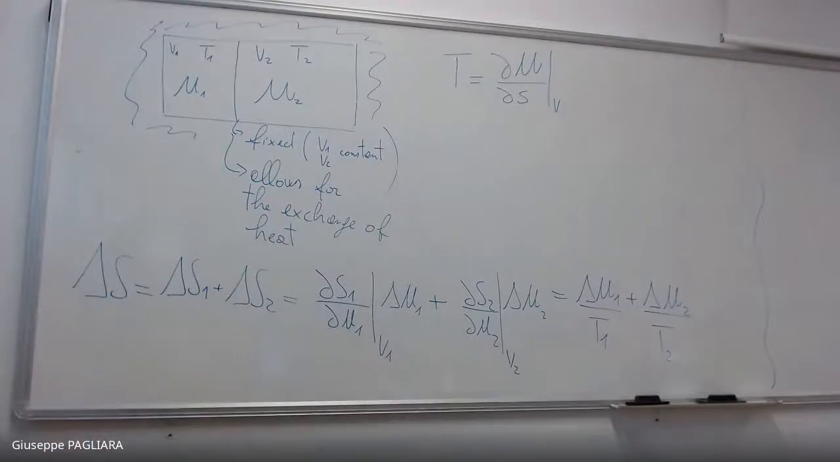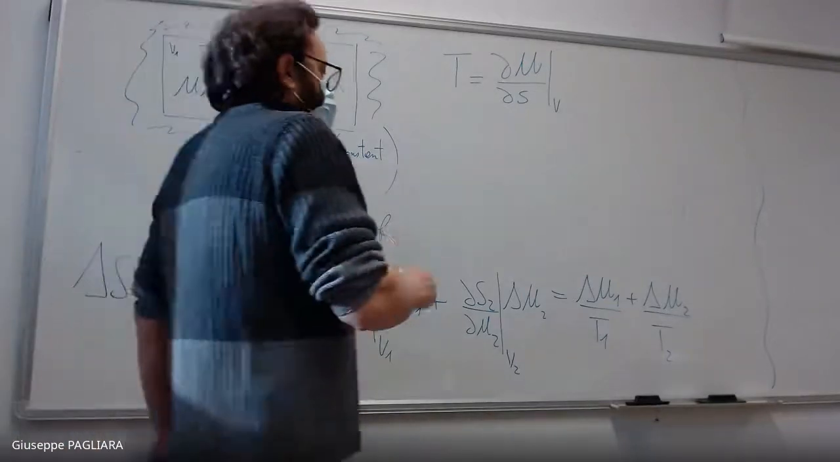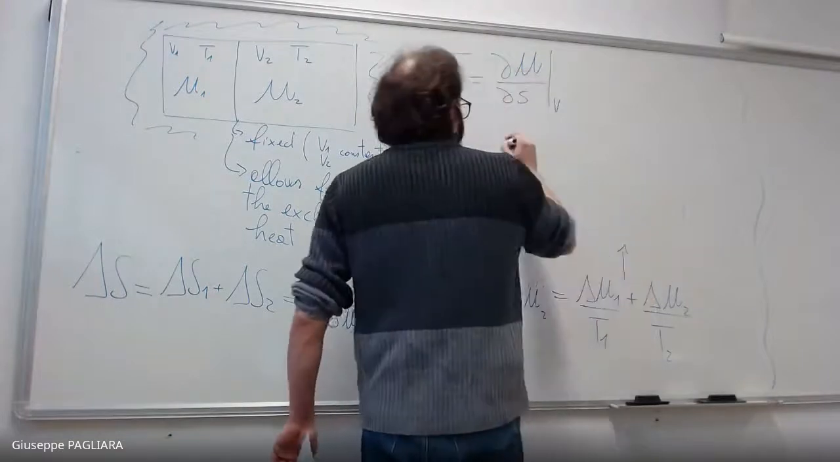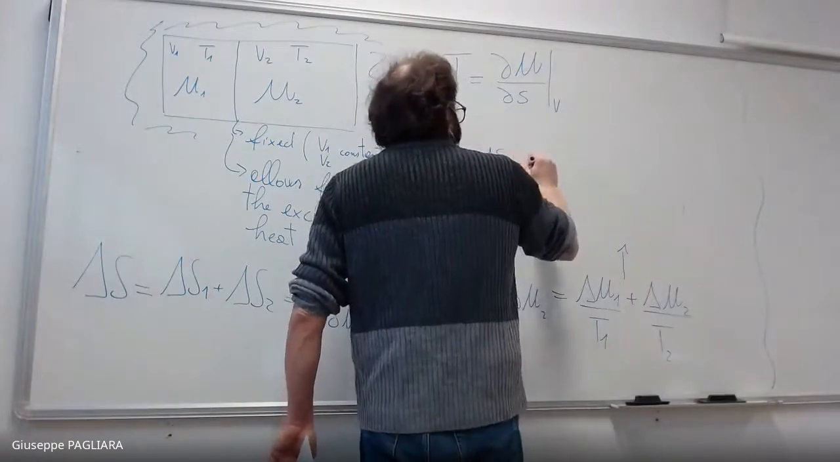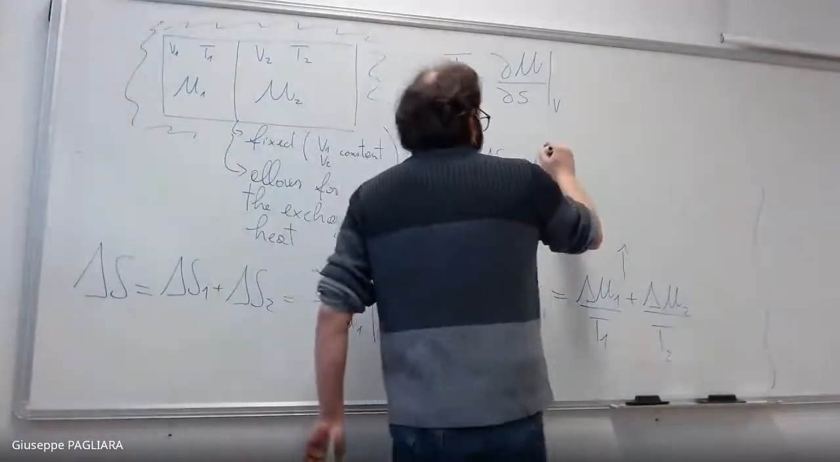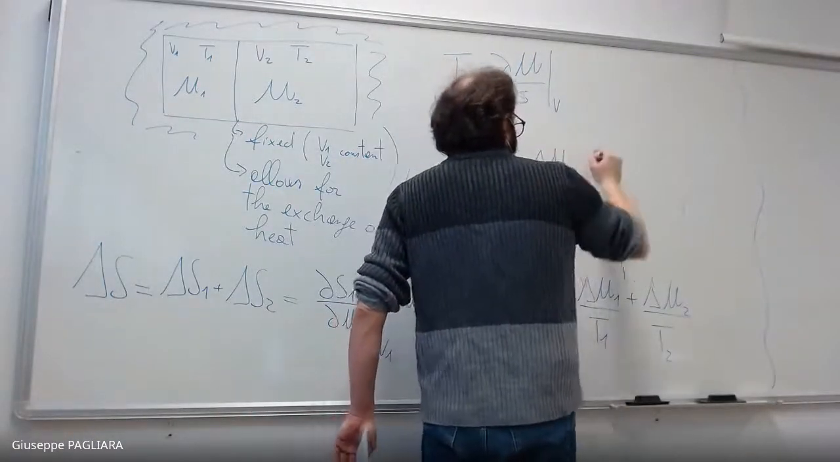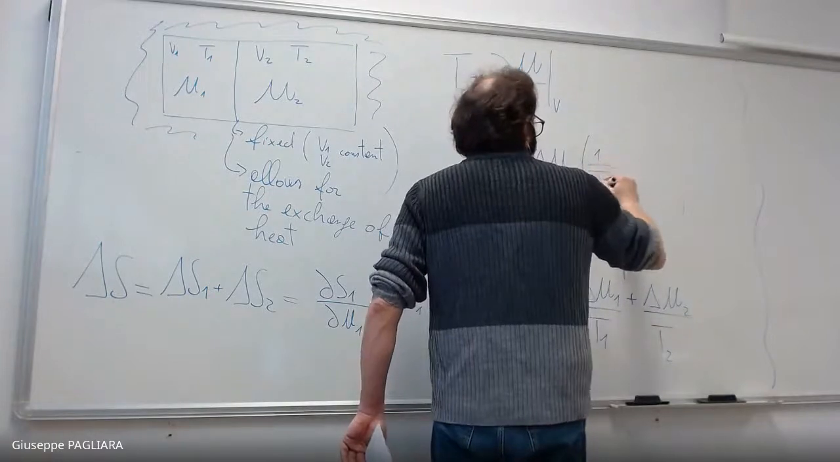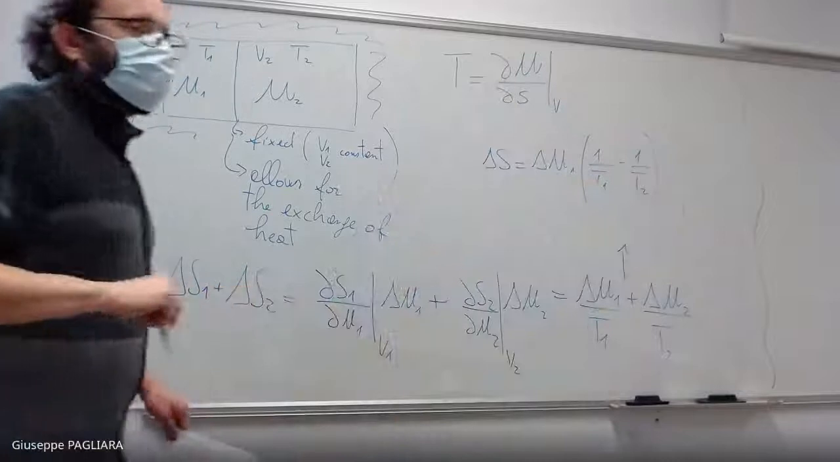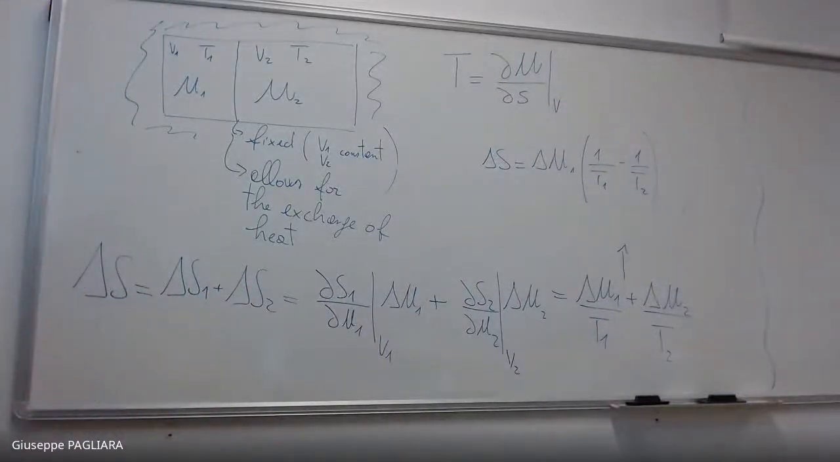Now, delta U1 and delta U2 are not independent. They are the opposite of one another, as we said before. Therefore, from here, I can write that delta S, the variation of entropy, is equal to delta U1, which I can collect, times 1 divided by T1 minus 1 divided by T2. Let me see if it's correct.